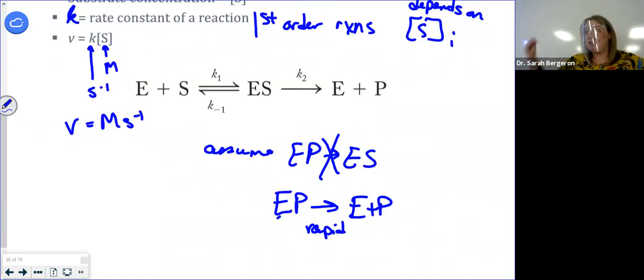Because it happens so quickly, we don't need to talk about it. We don't need to mathematically account for it. So what are we actually looking at?